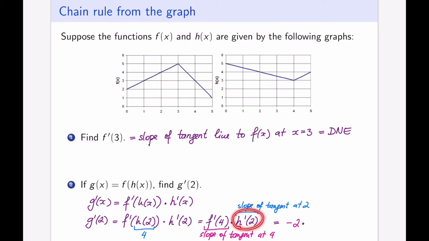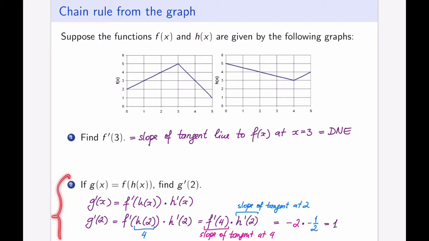And h prime of 2 is the slope of the tangent line to h at point 2. At this point, the tangent line is also the function itself because the function itself is a line. If you calculate the slope here, you will see that it's equal to -0.5. Multiplying the two numbers together will give me 1 as the final answer.